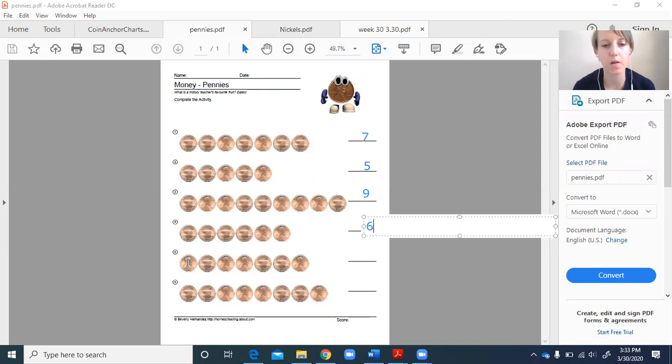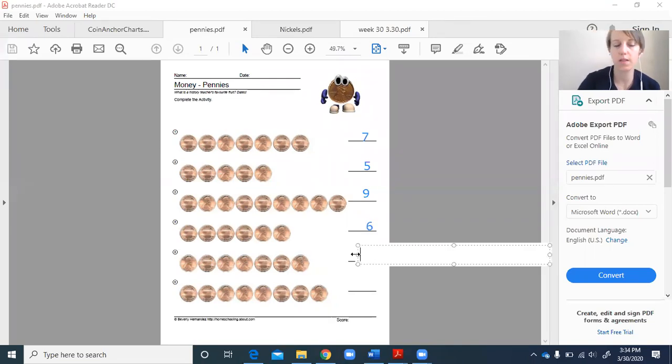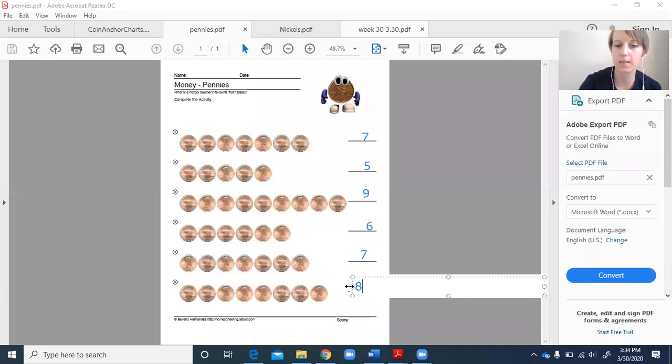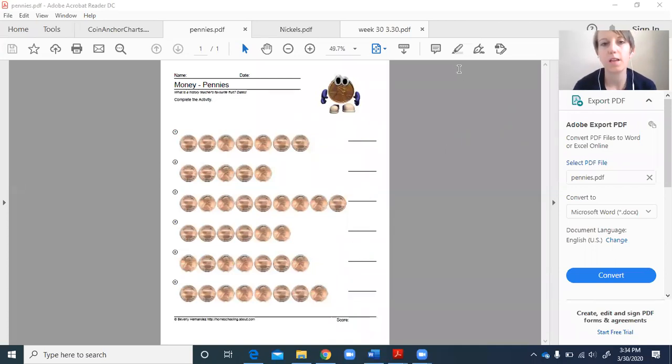Let's look at number 5 now. 1, 2, 3, 4, 5, 6, 7. Those pennies are worth 7 cents. Let's try the last one. 1, 2, 3, 4, 5, 6, 7, 8. Those on the bottom are worth 8 cents because there's 8 pennies. All right, let's try the nickels now.